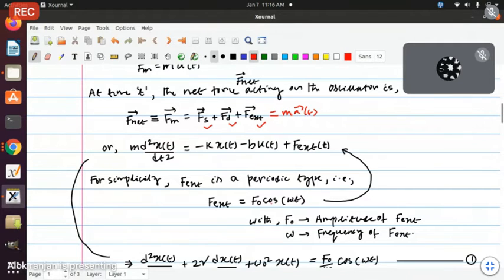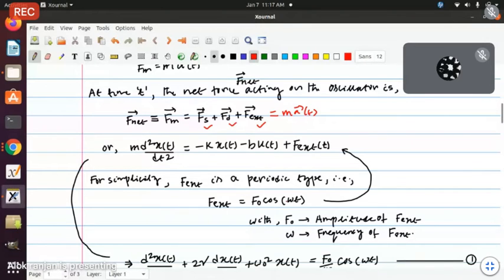Do you remember the cosine is an oscillatory function? Therefore, the external force will act back and forth with some period, capital T, which you can say is 2 pi over omega. The oscillator will move with that frequency.